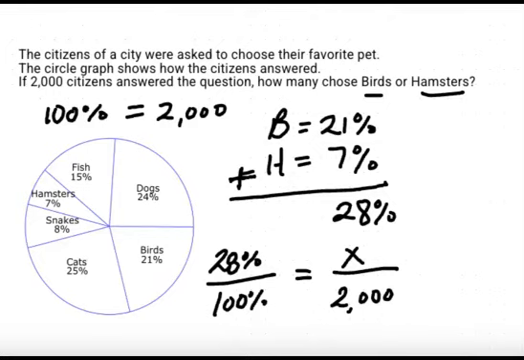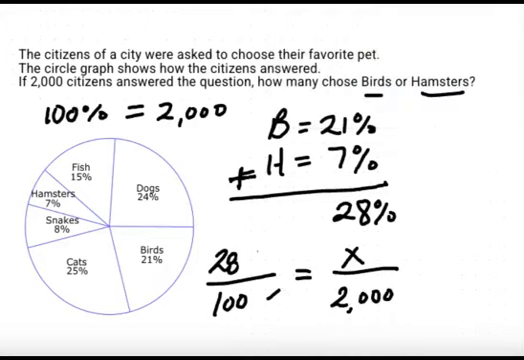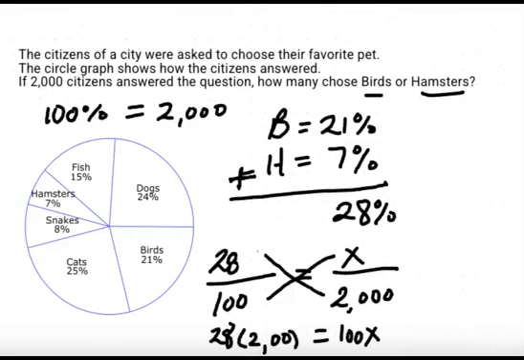All right, once I'm in this place right here, I'm going to go ahead and drop my percentages. So I'm going to drop that one, and this one here. Okay, and I have fraction equals fraction, so we cross multiply. Okay, so cross multiply here and here. So I have 28 times 2,000 is equal to 100 times X.